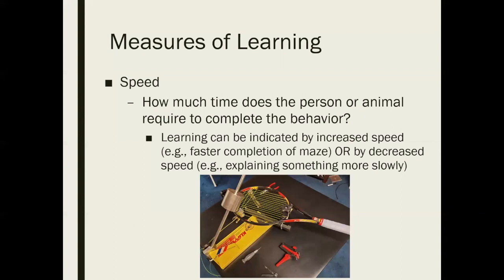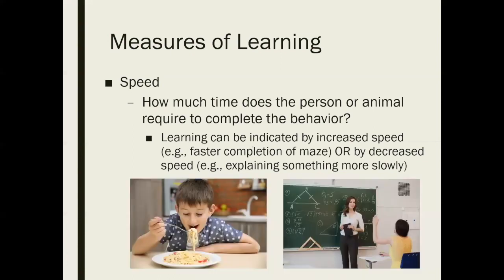However, as the textbook points out, reductions in speed can also indicate that learning has taken place. So remember, learning is defined as a change in behavior, so decreased speed could also fit that definition. The book uses the example of children learning to eat more slowly at the dinner table, which is part of good table manners.